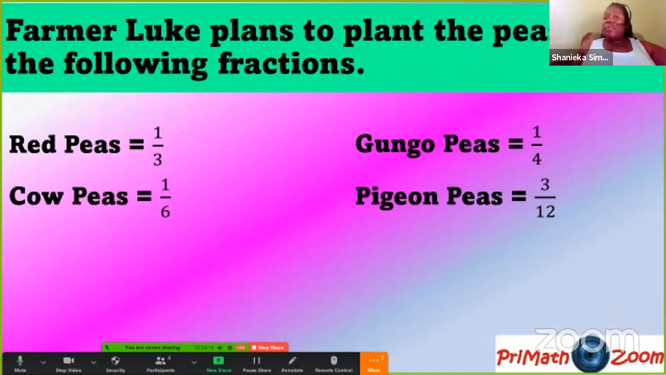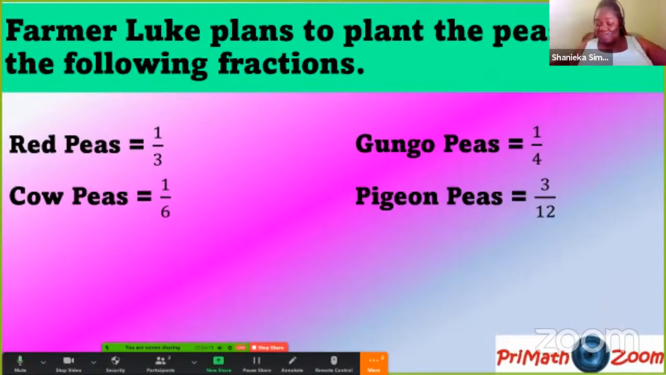So Farmer Luke plans to plant the peas in the following fractions. He's going to plant red peas. Some of you told me about red peas, remember? He's going to plant cowpeas, gungo peas, pigeon peas. These are the 4 kinds of peas that he's going to plant to sell to the factory. And you definitely would have said your gungo peas. I don't remember if I heard someone saying cowpeas, but I love cowpeas.